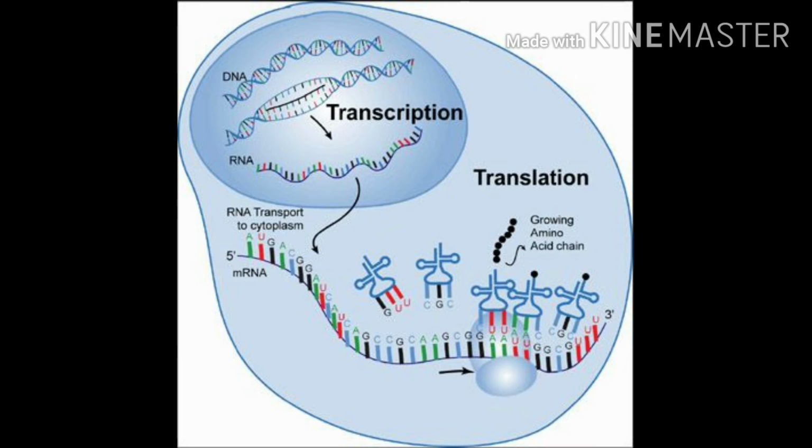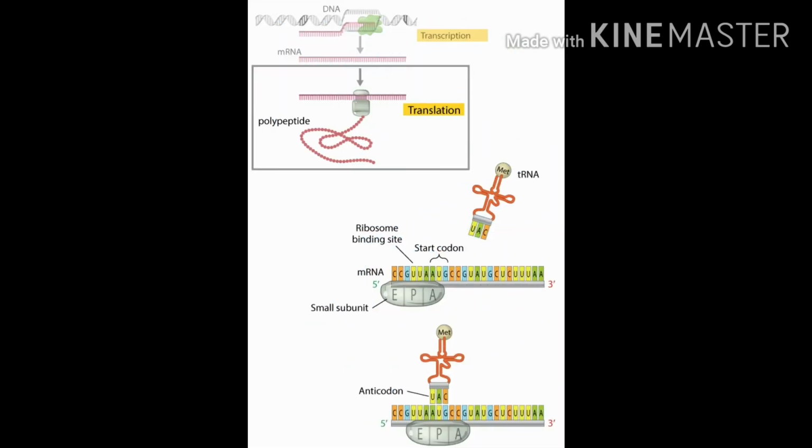This messenger RNA goes outside the nucleus, outside to the cytoplasm. This cytoplasm has ribosomes and tRNA with amino acids. Okay, this mRNA strand comes to the ribosome. This ribosome helps in reading the mRNA codes.